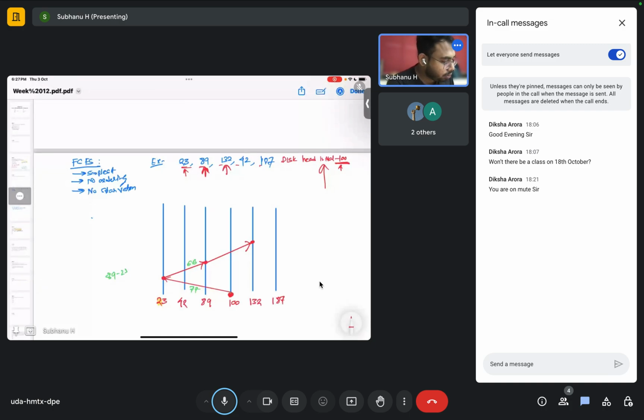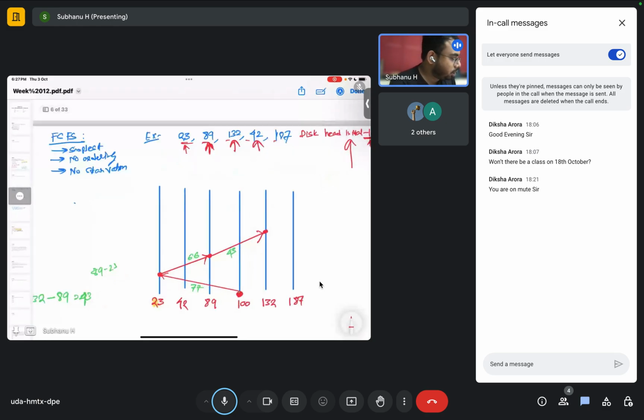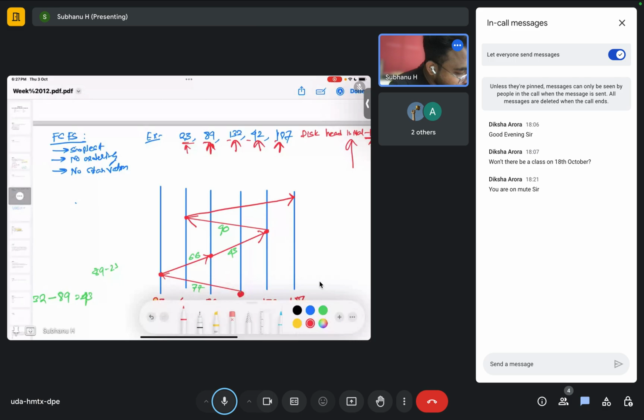Then we'll be going to 42. Where is your 42? Here is your 42. How much time do you need? You need 90. Then again we will be going from 42 to 187. You need 187 minus 42, which is 145. Are you getting it?